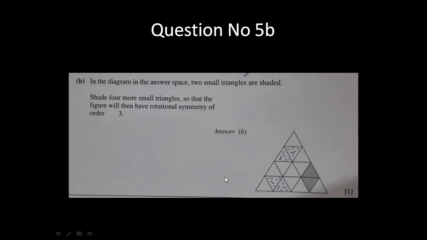The order of rotational symmetry means that if you have a figure, you draw its perimeter, you mark its boundary on the paper, and then you rotate that figure 360 degrees. During that rotation of 360, what matters is how many times that figure will fit into the boundary which you have made on the paper. That is called the order of rotational symmetry.